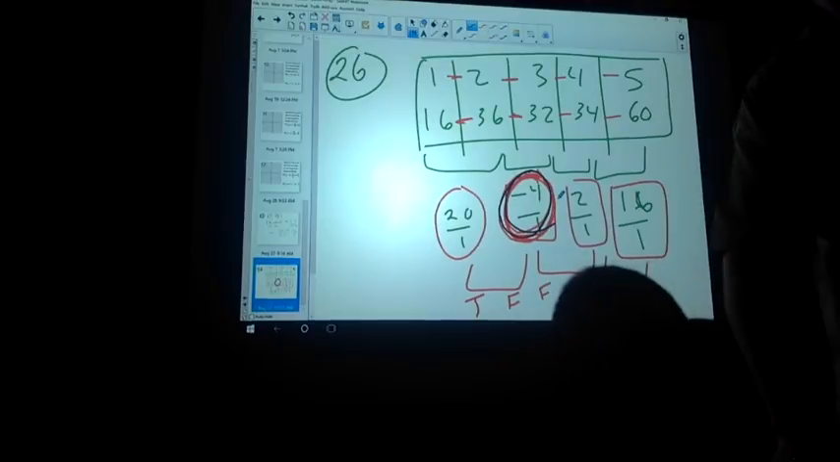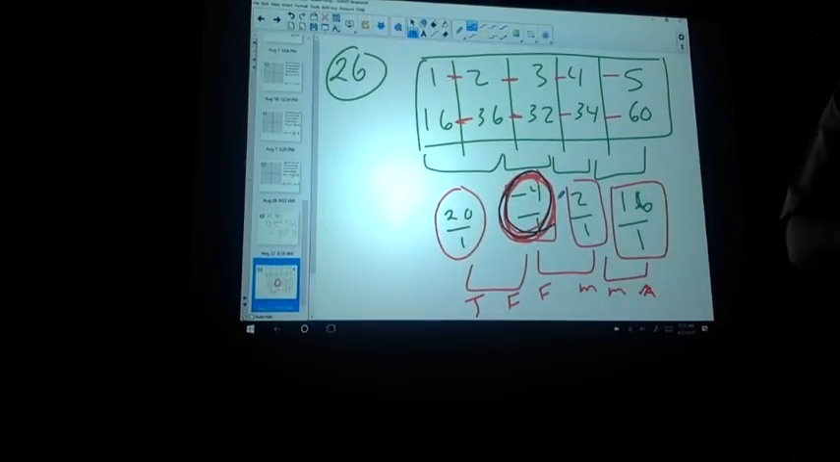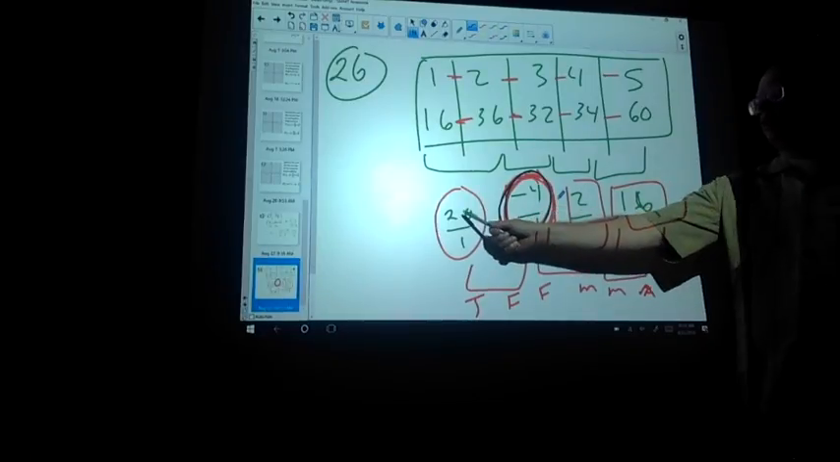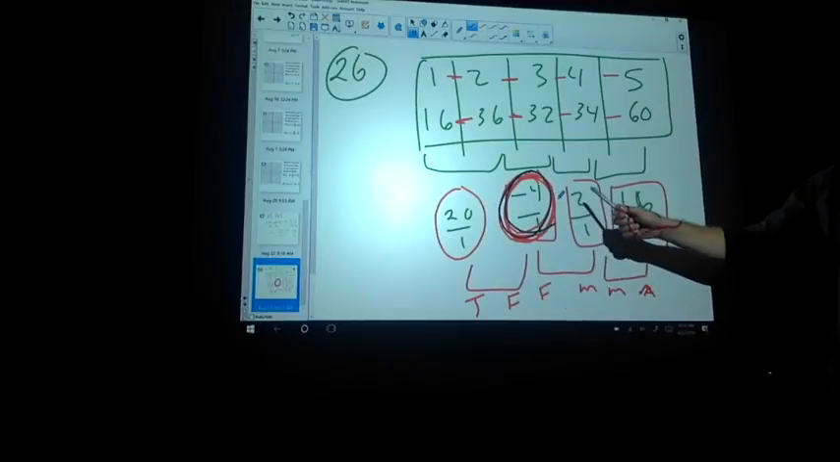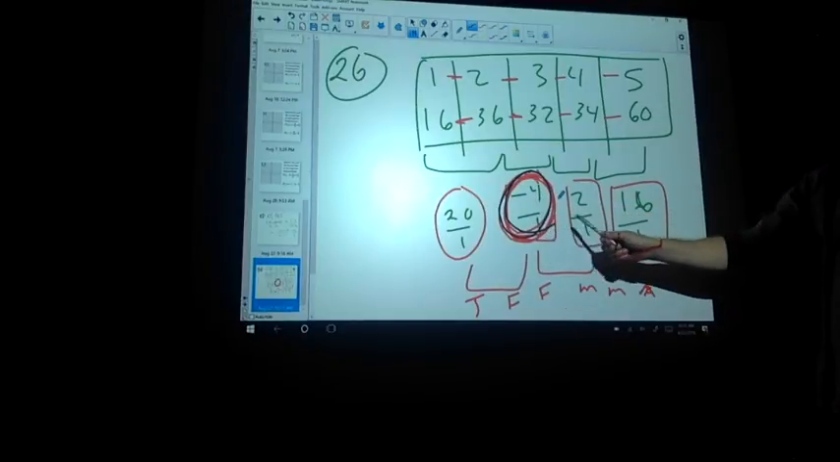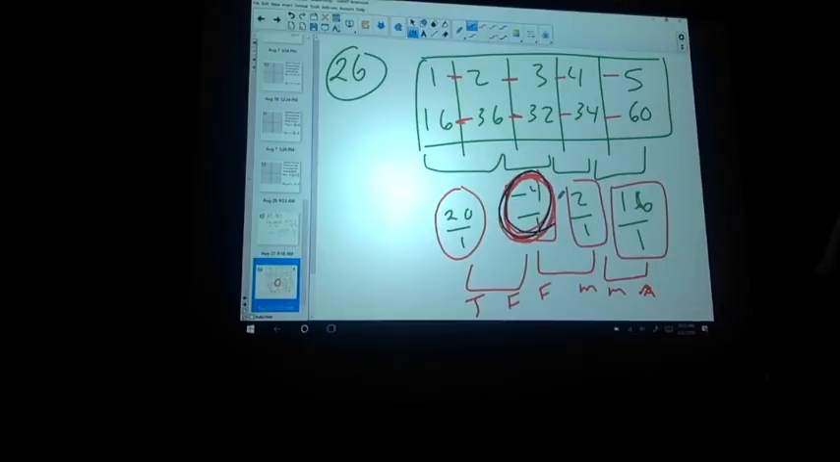And then the interval over which the sales changed the most. That means what's the steepest slope? So this went up 20, right 1. This went down 4, right 1. This went up 2, right 1. This one up 16, right 1. So this has the steepest slope. So that's where you had the most sales. Feel all right?